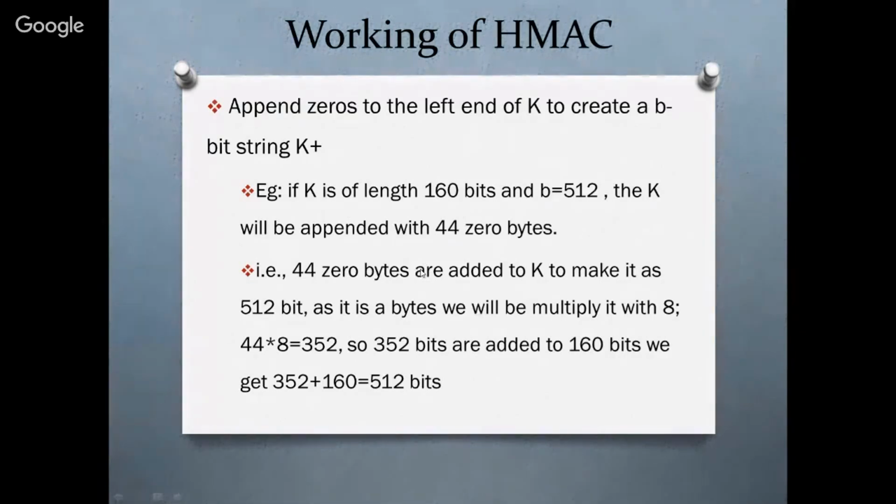As it is in bytes, we will be multiplying it with 8. That is 44 into 8, we get 352. So 352 bits are added to 160 bits, so we get 512 bits. So this 512 bits is the K plus value.